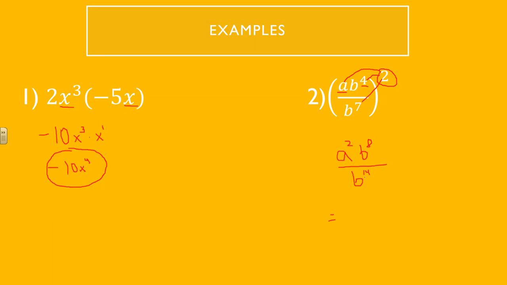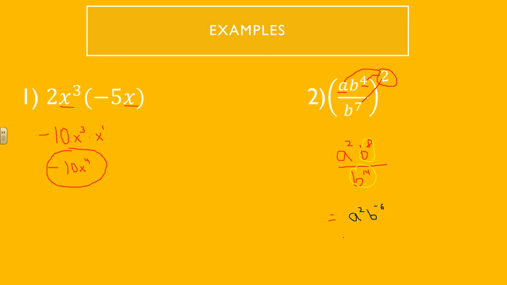We want to go ahead and subtract these two. So we have b to the 8th and b to the 14th. I've got the same base, so I'm going to subtract these exponents. 8 minus 14 would be negative 6. So I have a to the second, and I have b to the negative 6 power, because again, 8 minus 14 is negative 6.